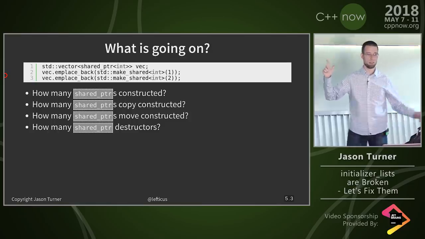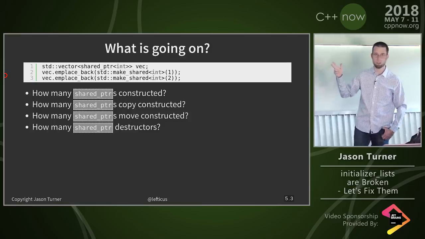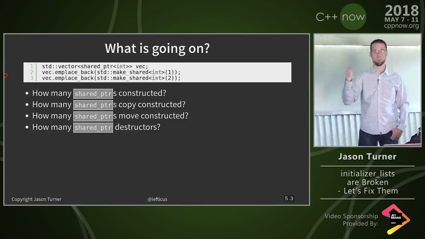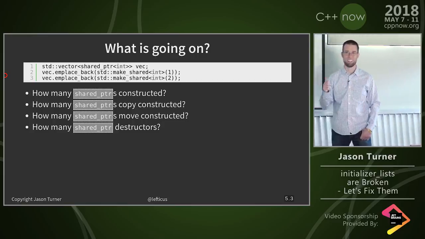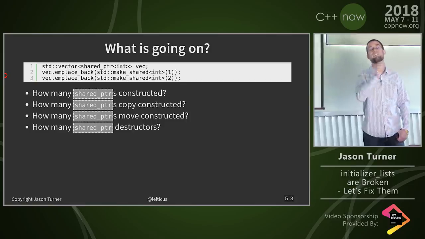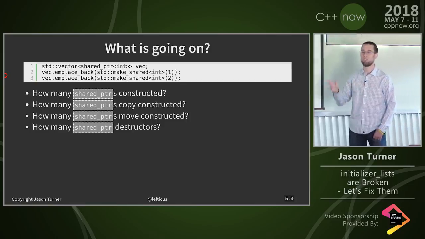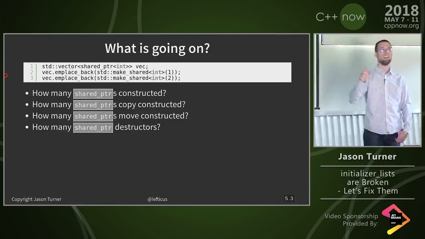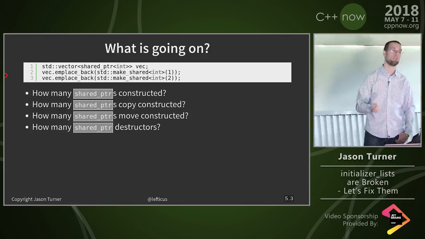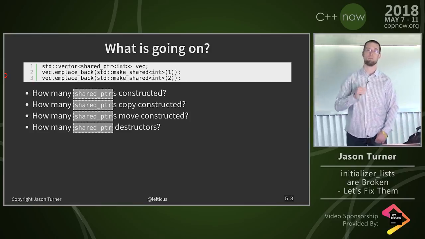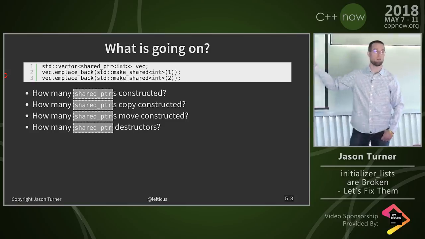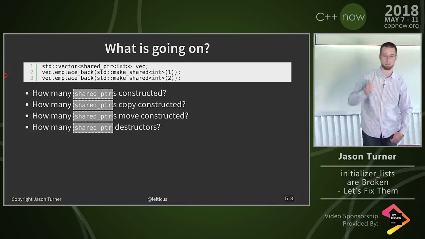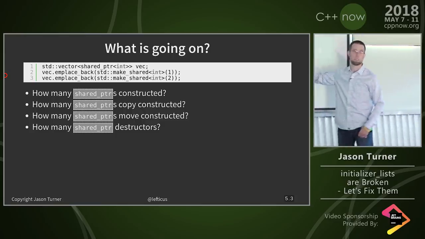Zero, okay, that's fine. How many are move constructed? More than two. Wait, is the shared pointer's move constructor noexcept? Yes, it is. If you want more information on that particular topic, you can watch one of my recent C++ Weekly episodes on why noexcept matters. That is slightly outside the scope of this, although we might experiment with it in a few minutes if we have time and care. Okay, so how many are move constructed approximately?